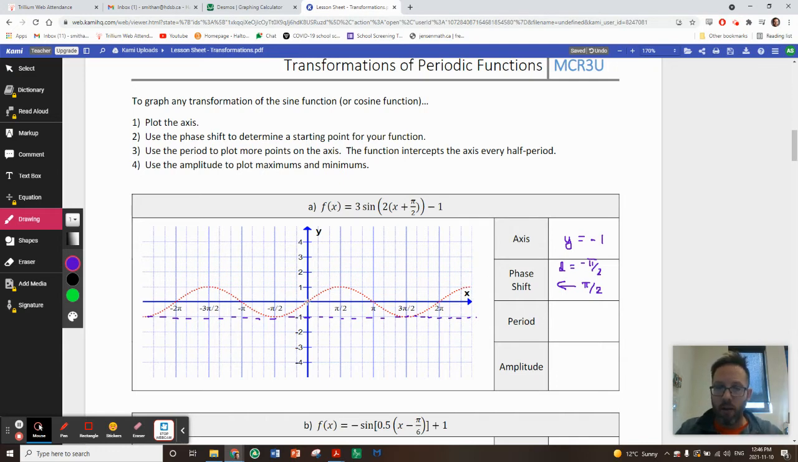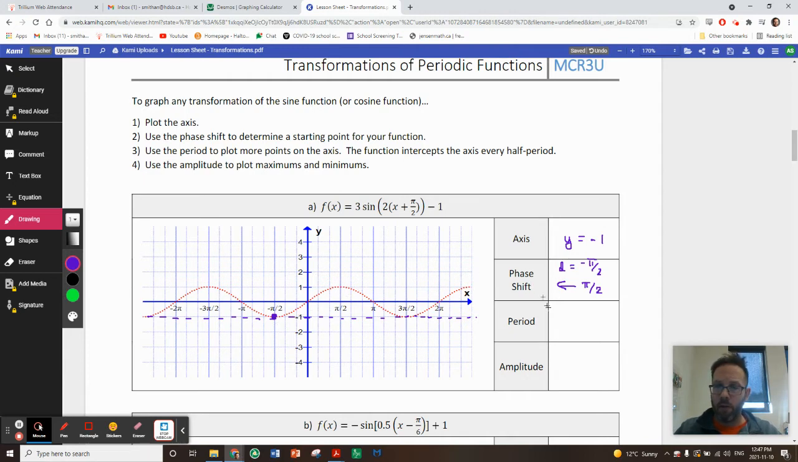Normally our sine function starts at 0, 0, and it goes up from there. We're shifting our graph over by pi over 2 units. So the graph we're transforming is not going to start at 0 and then go up and come down. It's going to start at pi over 2 to the left and go up and come down. So we're going to start on the axis, not at 0, but at pi over 2. This is where our sine function is going to start.